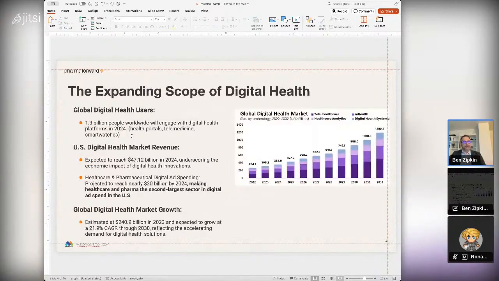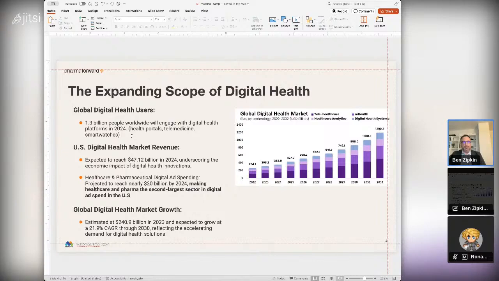One thing some people don't realize is the size of the digital health market. Just some recent analytics and measurements: over 1.3 billion people worldwide engage with some sort of digital health platform, primarily on the web, but also platforms such as telemedicine and smartwatches, and all this data tends to be connected to the internet in one way or another. So this market of collecting digital data is tremendous. In the US alone, the US digital health market revenue is expected to hit $47 billion this year. And you can see the predictions for the market.